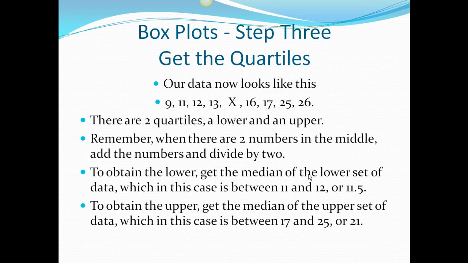If you will remember, when we have 2 numbers in the middle, we are going to have to add the numbers and divide by 2. So on the lower set, we see that we've got 11 and 12 in the middle. If you add 11 and 12 and then divide by 2, that means the lower quartile will be 11.5. On the upper side, you can see that we have 17 and 25 as our 2 numbers in the middle. When you add 17 and 25, that'll give you 42, and 42 divided by 2 gives you an upper quartile of 21. So now we have our quartiles, which are 11.5 and 21.